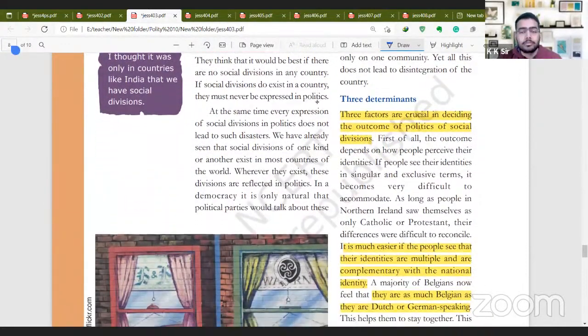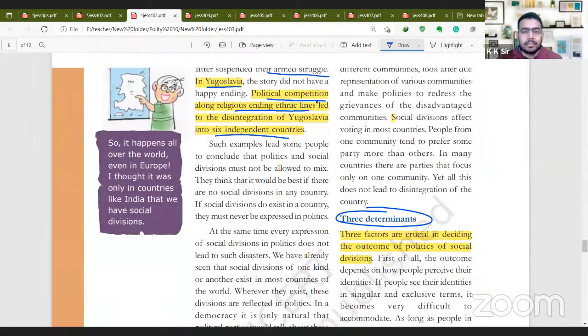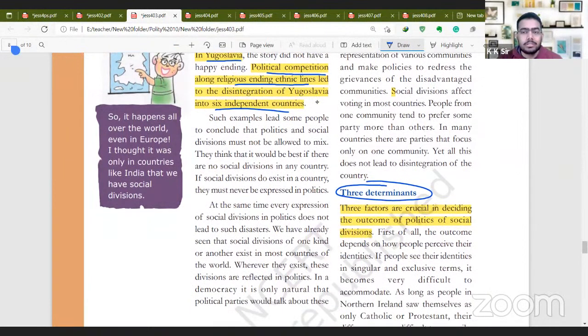Now, 3 determinants. We'll see that social division affect the voting of the countries. It's very natural. Muslims will vote for a party that they favor. Hindus will vote for a party that they favor. Or even on the caste line, people vote for their own parties. But this does not need to lead to disintegration of the country.